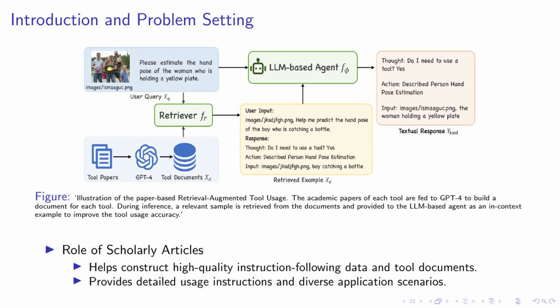As illustrated in the figure, we feed the academic papers of each tool to GPT-4 to build a document for each tool. During inference, a relevant sample is retrieved from these documents and provided to the LLM-based agent as an in-context example. This significantly improves the tool usage accuracy. So, in essence, we're leveraging the wealth of knowledge in academic papers to enhance the performance of our tool.